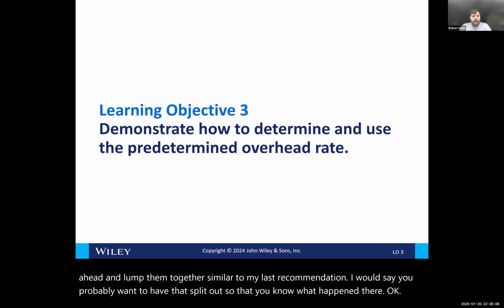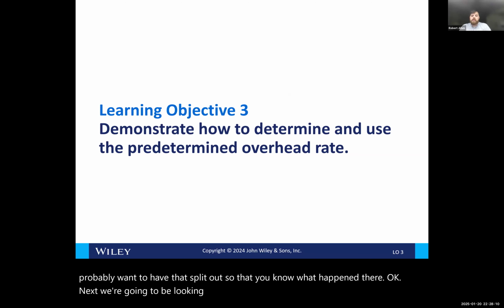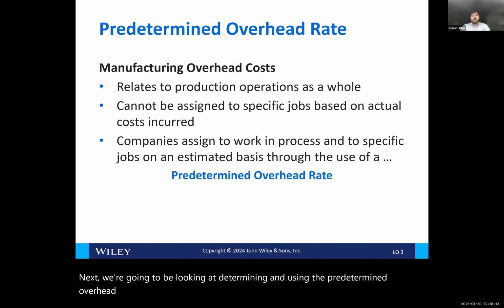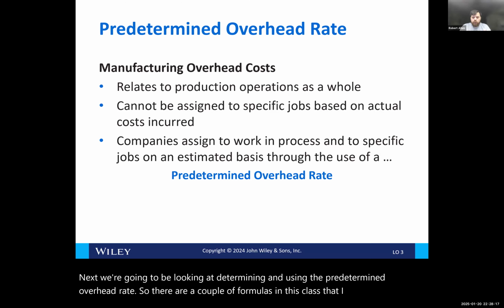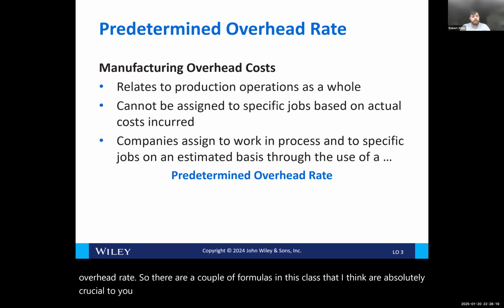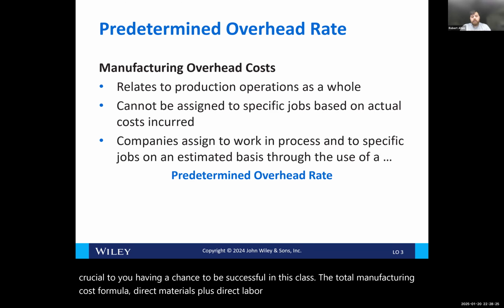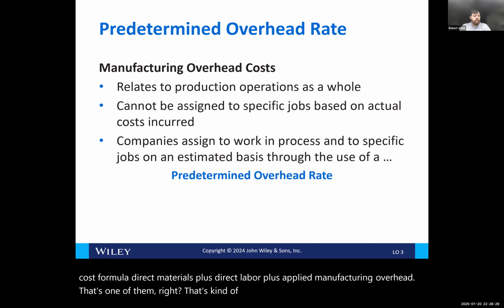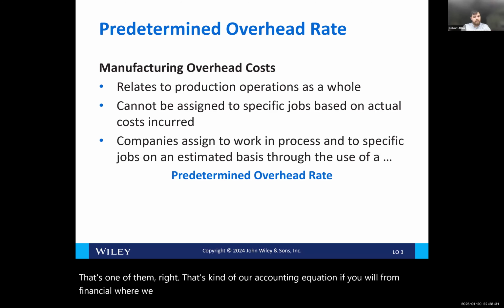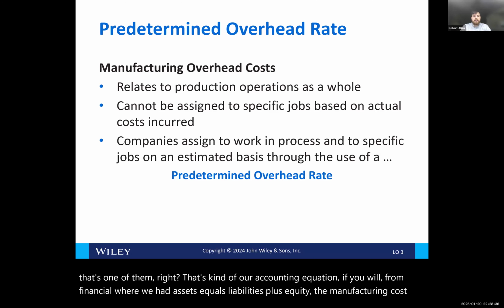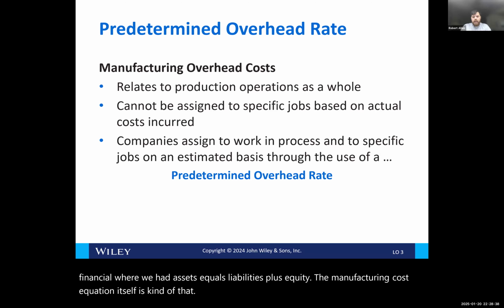Next, we're going to be looking at determining and using the predetermined overhead rate. So there are a couple of formulas in this class that I think are absolutely crucial to you having a chance to be successful in this class. The total manufacturing cost formula, direct materials plus direct labor plus applied manufacturing overhead, that's one of them. All right, that's kind of our accounting equation, if you will, from financial, where we had assets equals liabilities plus equity. The manufacturing cost equation itself is kind of that foundational for this class.